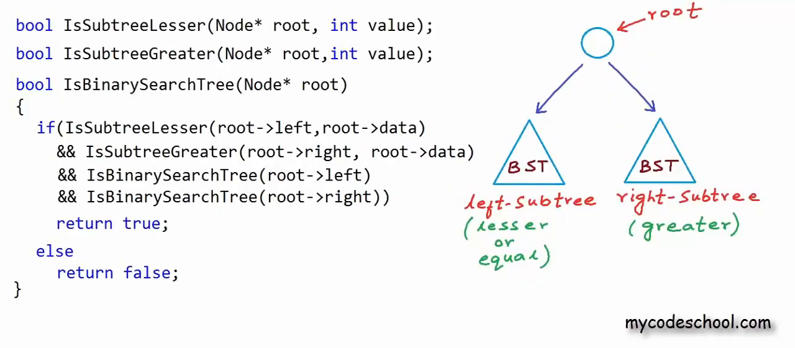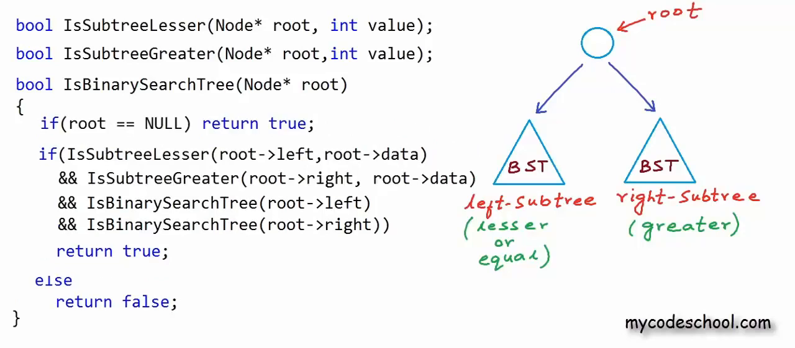There is only one thing that we are missing in this function now. We are missing the base case. If root is null, that is, if the tree or subtree is empty, we can return true. This is the base case for our recursion where we should stop. With this much of code, isBinarySearchTree function is complete. But let's also write isSubtreeLesser and isSubtreeGreater functions because they're also part of our logic.